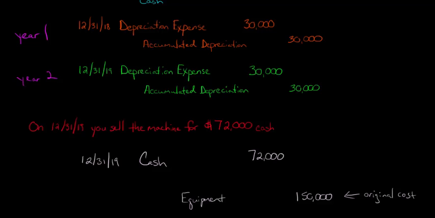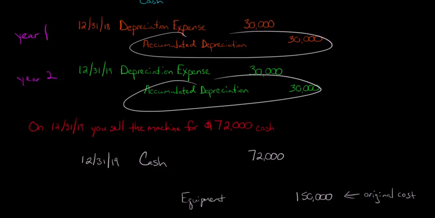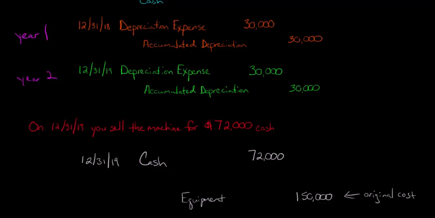Now, this asset had some accumulated depreciation associated with it, and that's a contra asset. But now we've got to debit that. We had credited it twice for $30,000, so that's a total of $60,000 of accumulated depreciation associated with this equipment. If we went to the balance sheet, we'd see equipment, $150,000 minus $60,000 of accumulated depreciation. So we've got to get rid of that accumulated depreciation, and we're going to debit it for $60,000. Remember, it's $60,000, not $30,000, because it's 2 years' worth of accumulated depreciation.